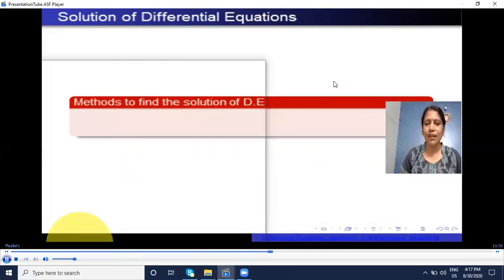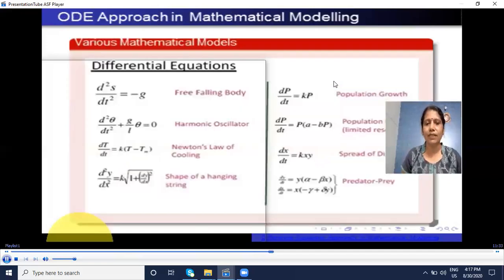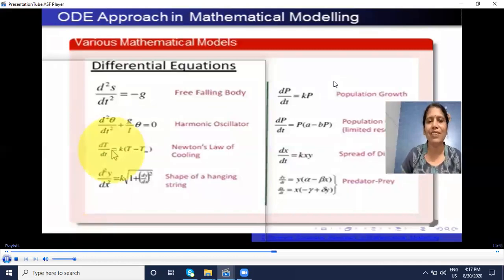Okay. And as I said, there are two methods, analytical and numerical methods. Now, let me take some examples of mathematical models. See, these are the differential equations. We call them mathematical models because mathematical models are nothing but a set of formulas.